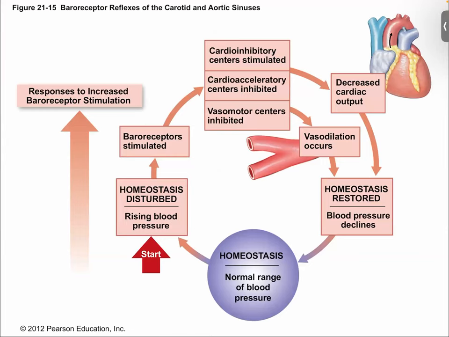So here's your normal blood pressure. In this case, what we're going to do is we're going to increase our blood pressure. As we do, the baroreceptors are going to sense that. They're going to be stimulated, and they're going to be relaying this to the cardiovascular center. It's going to tell the cardioinhibitory center to increase or to be stimulated. That basically will bring your cardiac output down. It'll tell the acceleratory center to be inhibited. So this basically stops the accelerator. And then it will inhibit the vasomotor centers, which will cause vasodilation. So this is your combination of decreasing cardiac output and causing vasodilation. These all will have the effect of bringing the blood pressure down.